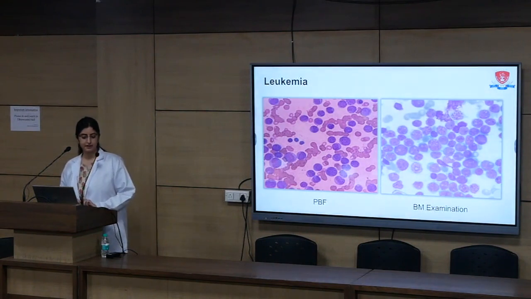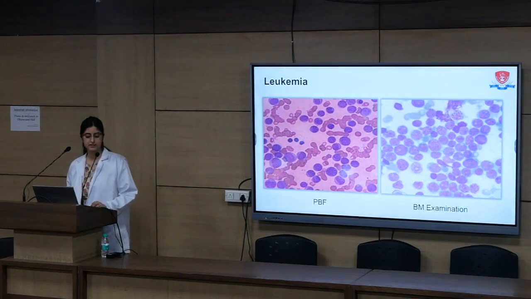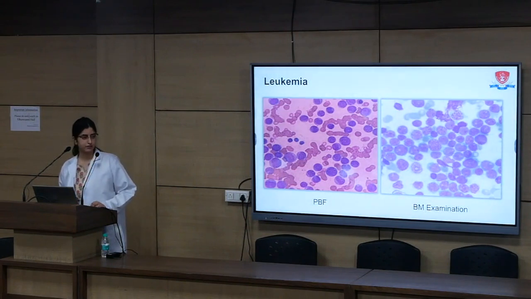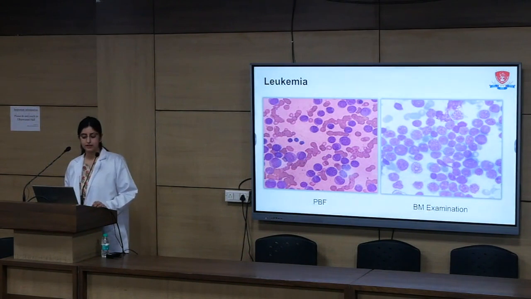Leukemia. On a PBF and bone marrow examination, we see lymphoblasts which have increased in size. The nucleus is round to oval. We can see 2 to 3 prominent nucleoli, and there is immature chromatin, and there is scant to moderate amount of cytoplasm.